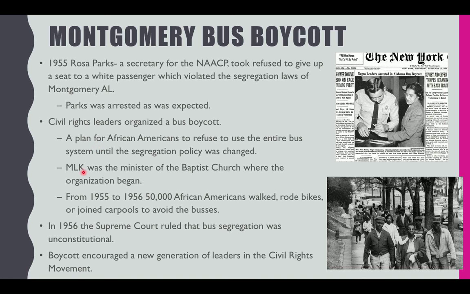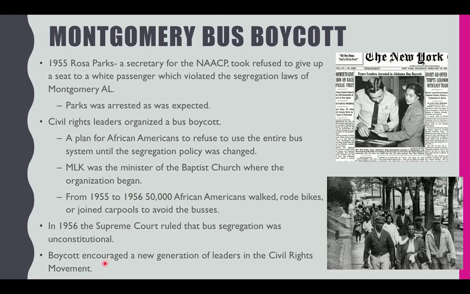Martin Luther King Jr. is going to be a minister of a Baptist church where this organization of the protest began. From 1955 to 1956, look at this number, 50,000 African Americans are going to boycott the buses. What are they going to do instead? They're going to walk, they're going to ride bikes, they're going to do carpools, anything to avoid the buses. And what this does is it hits the bus system in the pocketbook. It gets their attention. And in 1956, the Supreme Court is going to rule that bus segregation was unconstitutional, so the movement achieves their goal.